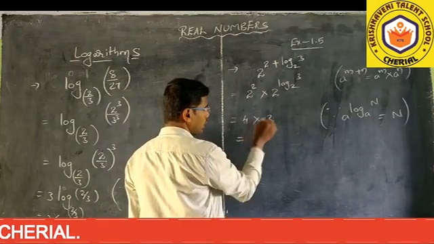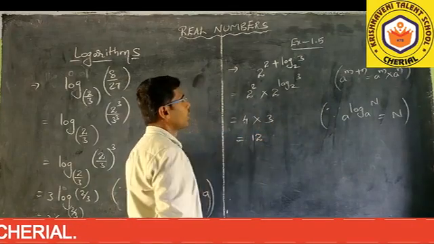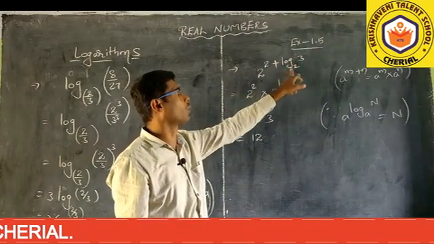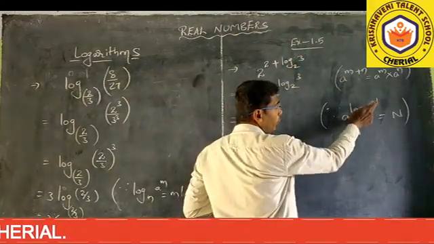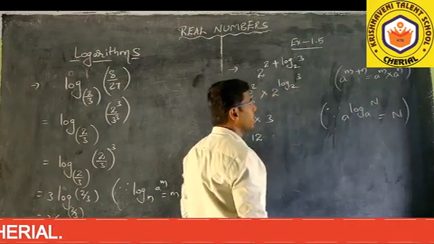3. 4 3s are 12. Therefore, the value of 2 to the power of 2 plus log 3 to the base 2 is 12. Here, a to the power of log n to the base a value is n, you will get its value is 3, in the same form.